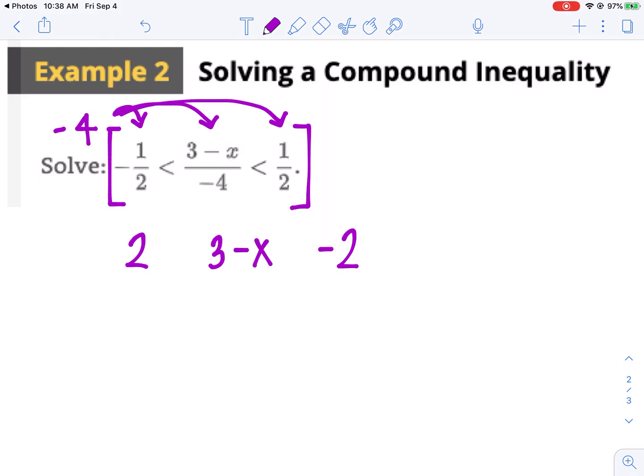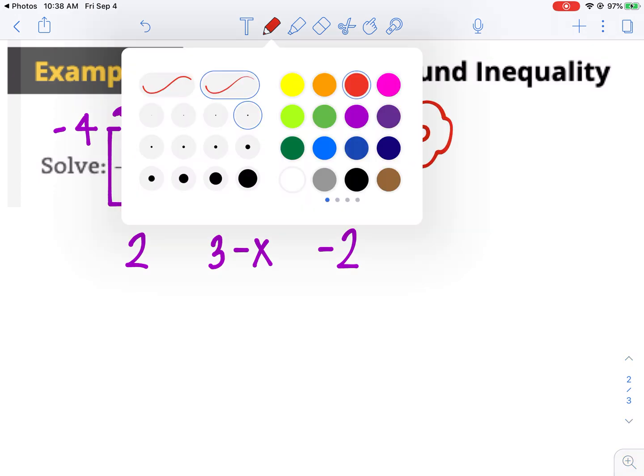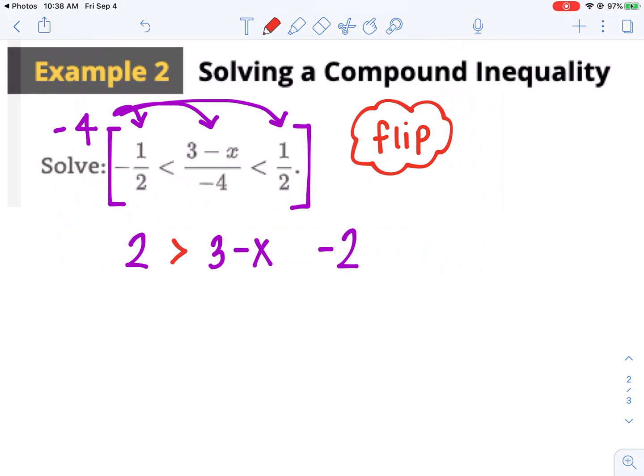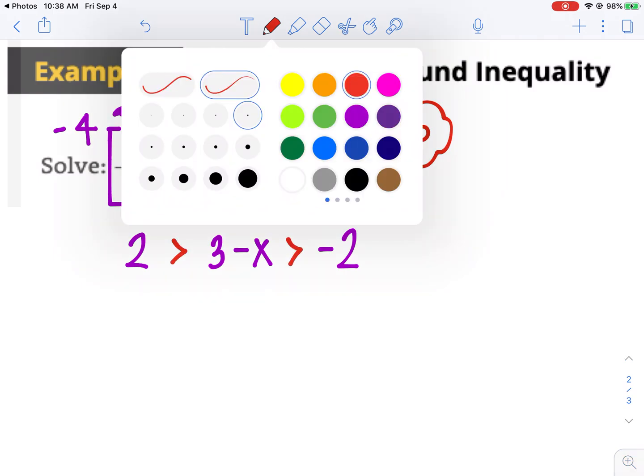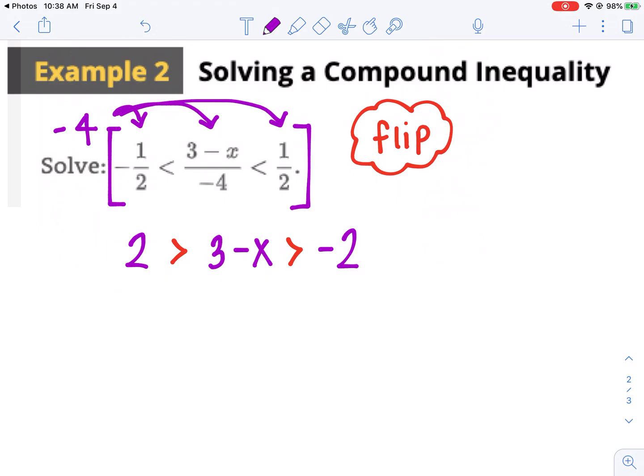Now, pay attention. You just multiplied by a negative. You need to flip those signs. Boop and boop. Next step, I'm getting x by itself, so I'm going to subtract 3 to all 3 sides. That gives me -1 greater than -x, which is greater than -5.